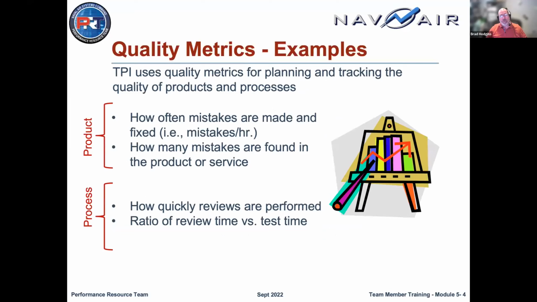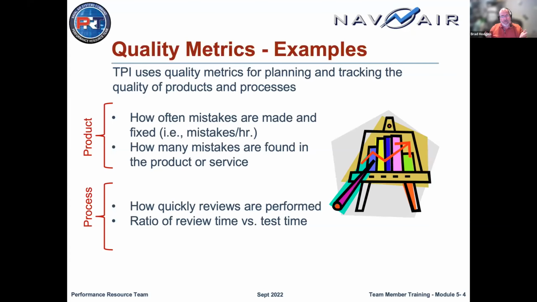Okay, so as far as quality in TPI, about collecting information about them, there are two major aspects of quality. One is the quality of the product, or the quality of the service. It also applies to that. I'll just focus on product for now, but all this applies to services also. So you have the quality of the product, and then there's also the quality of the process.